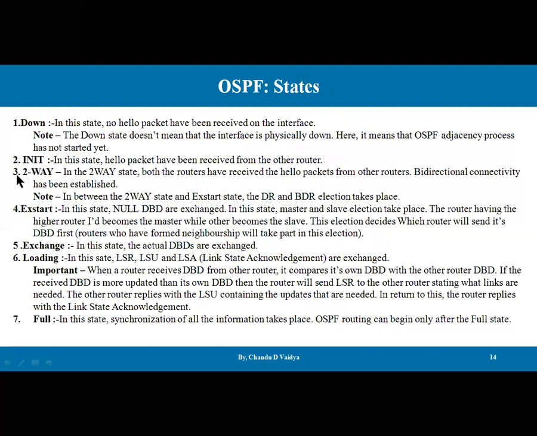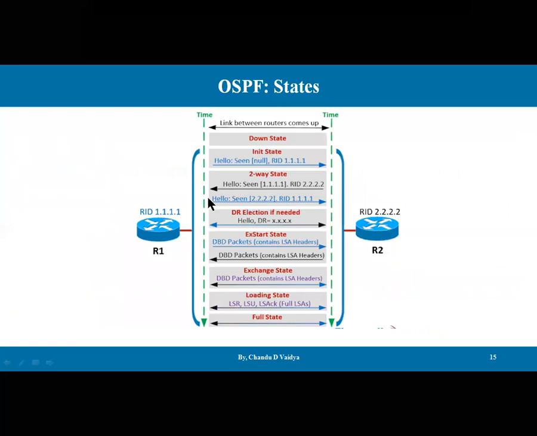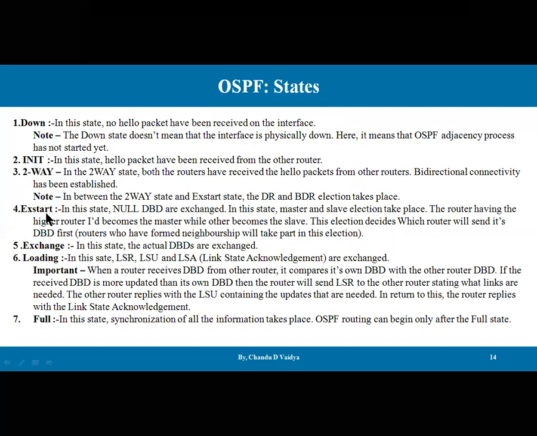And then there is a third state, and that is the two-way state. In this two-way state, both routers have received the hello packet from the other, and bidirectional connectivity has been established. Okay, it means that R2 has also sent the message, hello, I am R2, and my ID is 2.2.2.2. Okay, this is the two-way state. It means R1 and R2 have both exchanged hello packets with each other.